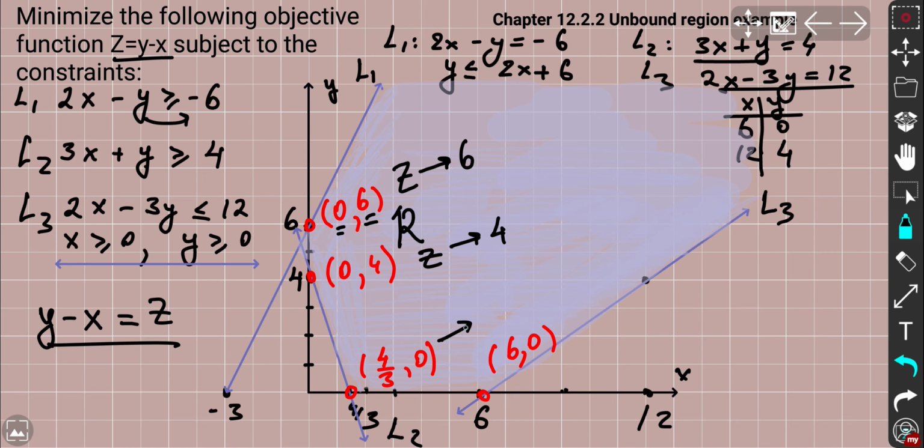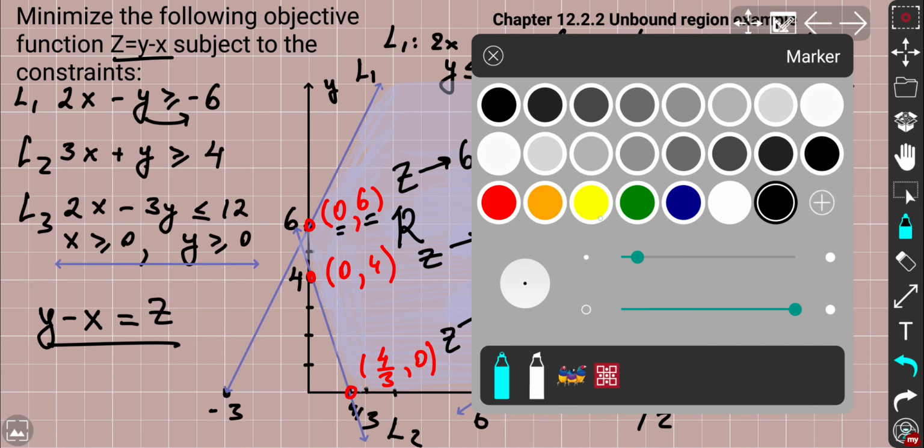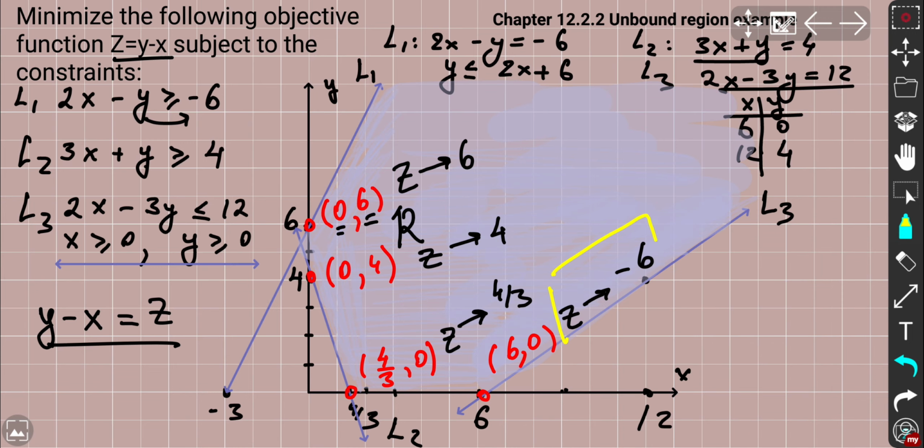If I plug that, I'll get 4 over 3. So z value will be equal to 4 over 3. And if I plug that, I'm going to have z value to be just simply negative 6. I'm going to minimize, right? So the lowest value right now, as you can see, it's here. So I just highlight. This is the lowest value right now. Lowest possible value on the vertices that we tested.